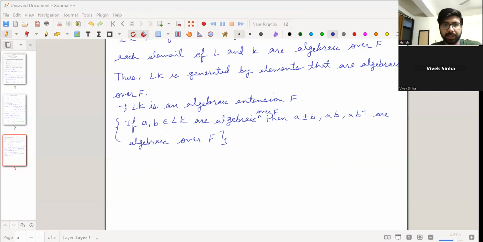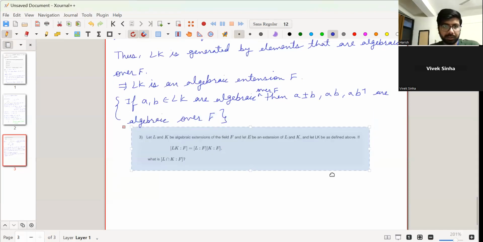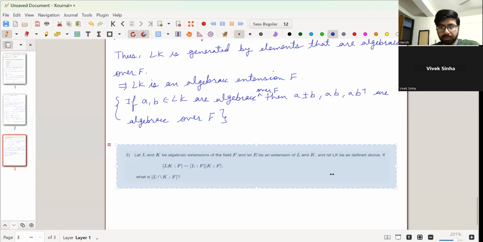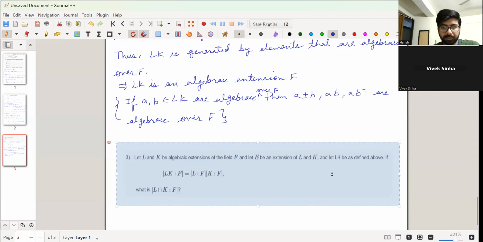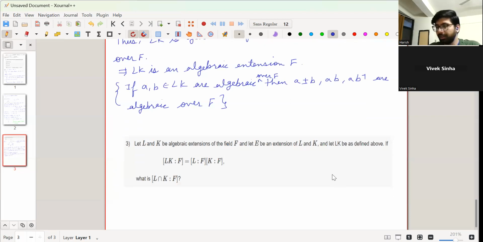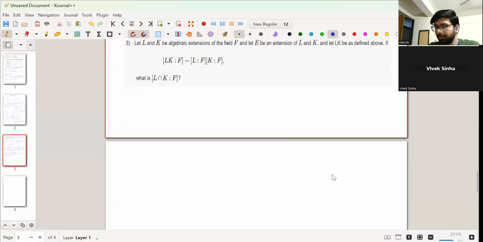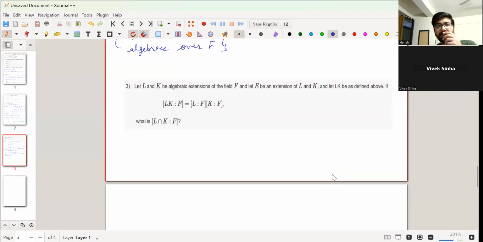Now let's move to question number 3. I won't solve this question completely. Rather, I will just give you some hint, because it's just based on this question, and you just need to play with some numbers, and that's it. So it says L and K are algebraic extensions of F, and E is an extension of L and K. Let LK be as defined above. Then what is L intersection K? What is the degree of L intersection K over F?